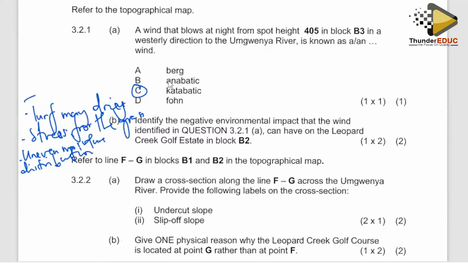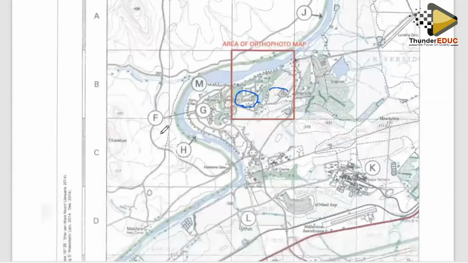Refer to line FG in block B2 and B3 on the topographical map. Draw a cross-section along line F to G across Ungwenya River. Provide the following labels on the cross-section: an undercut and a slip-off. I'll just go to the map and draw those two. Right, we want to draw line F and G.